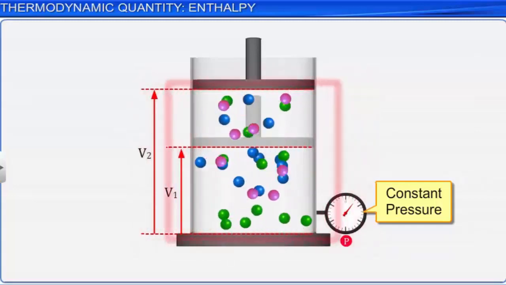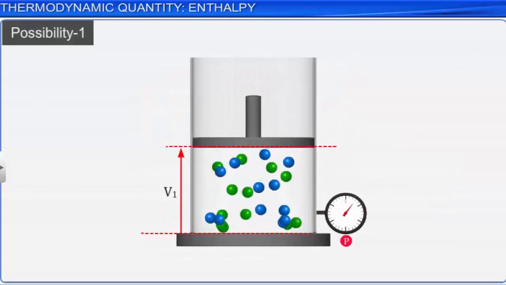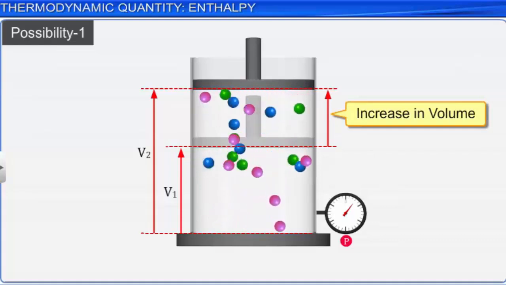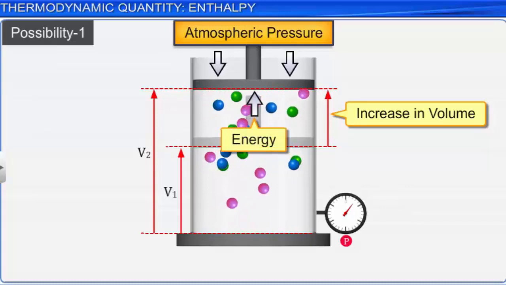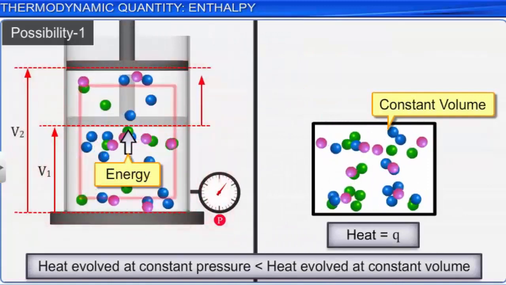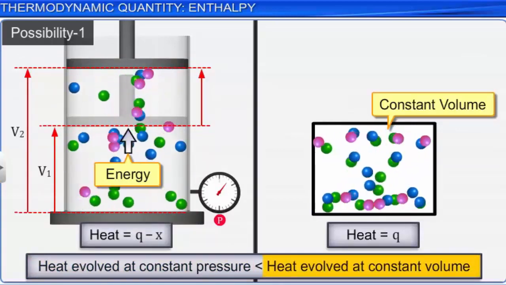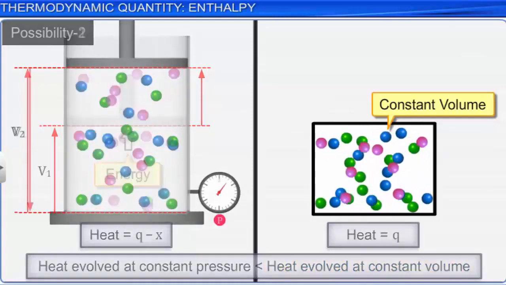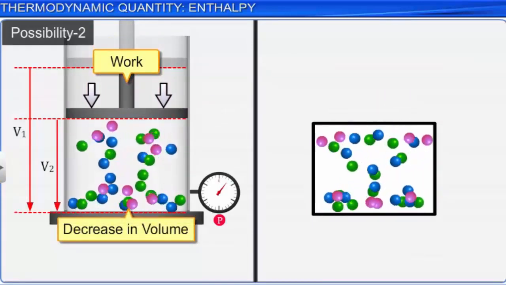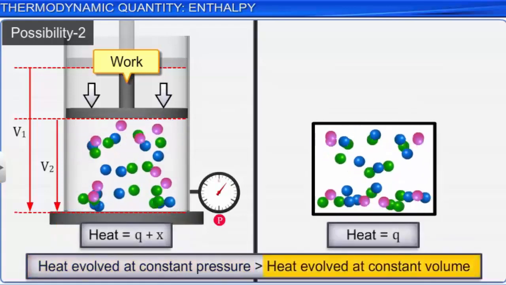When the reaction proceeds at constant pressure, two possibilities arise. One possibility is that if the reaction is carried out with increase in volume, then the system has to expand against atmospheric pressure and energy is required to perform this act. As some of the energy has to be utilized for this purpose, the heat evolved in this case would be a little less than the heat evolved at constant volume conditions. The other possibility is that if the reaction is carried out with decrease in volume at constant pressure, then the work is done on the system and heat evolved would be greater than the heat evolved at constant volume.